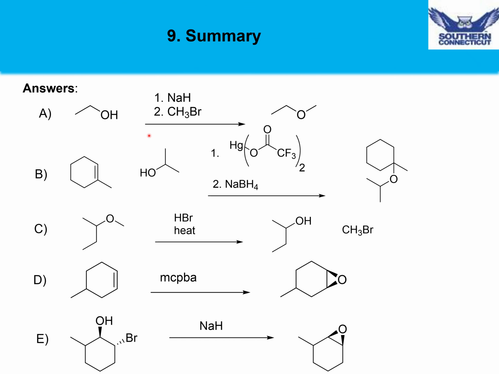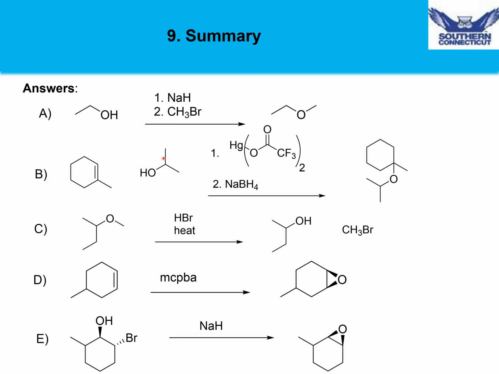If we take an alcohol and treat it with base, the first thing that will happen is the base will remove the most acidic hydrogen, which is this one here. The resulting alkoxide intermediate will react with an alkylating agent such as methyl bromide to add a methyl group to the oxygen.